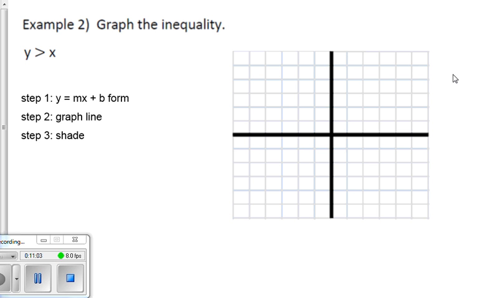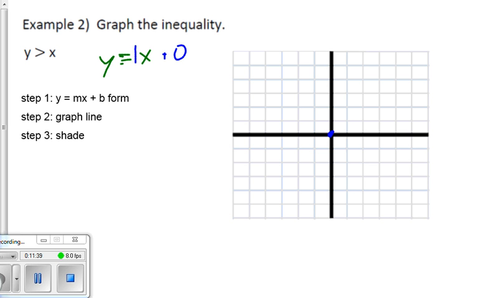So let's try another one. We need to graph the inequality y is greater than x. The first step is always to get it into our y equals mx plus b form, and it's kind of already there. This is going to look like y equals x. Remember, that's kind of like a hidden slope of 1 times x, and we can say plus 0 because there's nothing behind it. So 0 is our y-intercept.